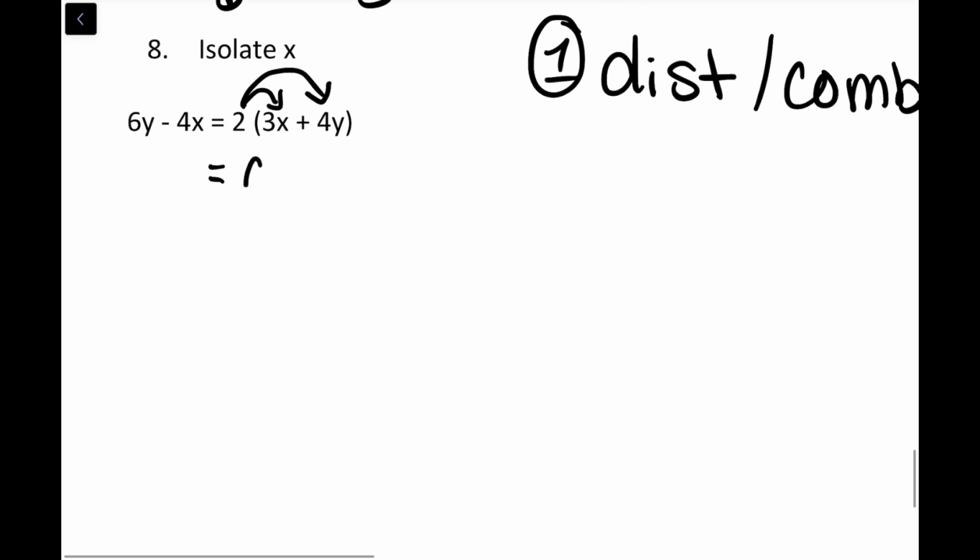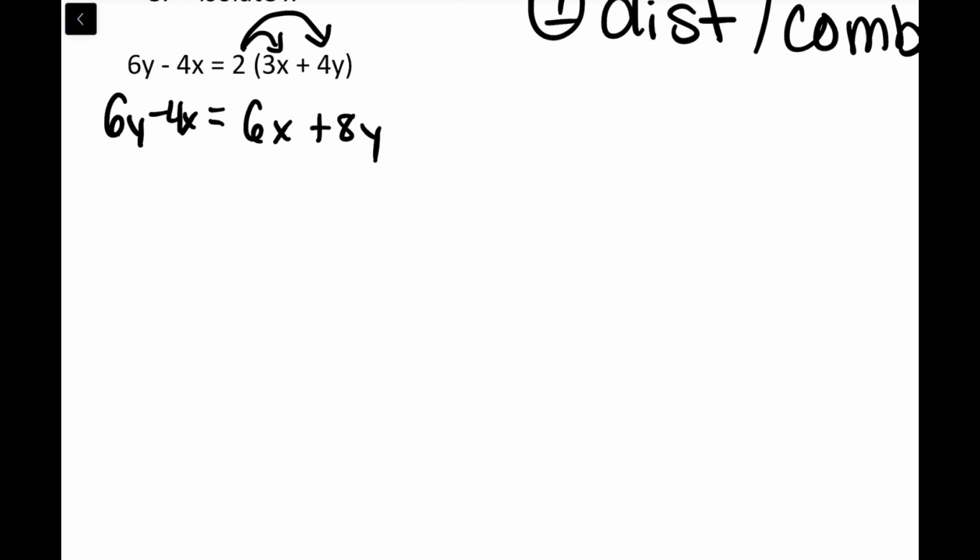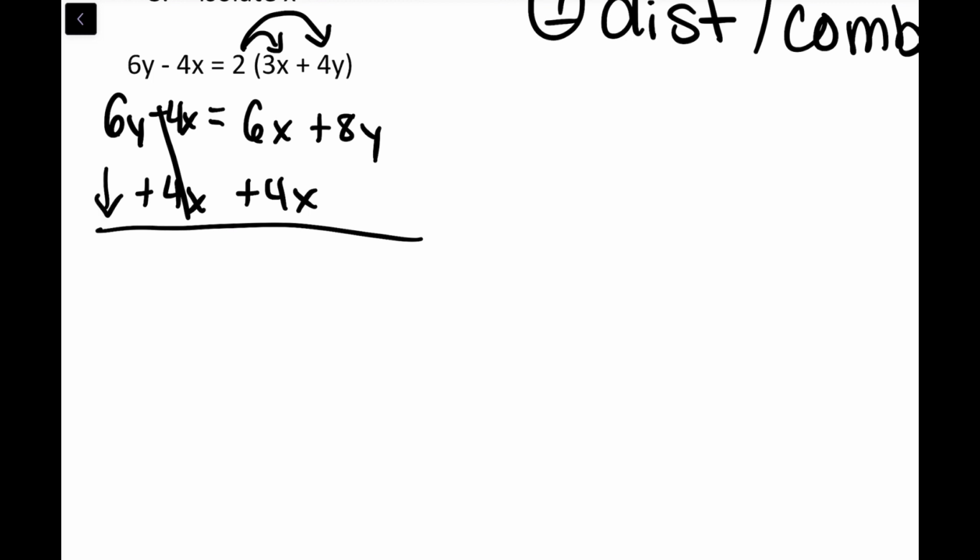So 2 times 3x is 6x. 2 times 4y is 8y. And I'll bring this down. And now I want to combine like terms. So I want to put the x's together and I want to put the y's together. So I'm going to add 4x to both sides to move this negative 4x over. Those will cancel and I'll bring down my 6y.